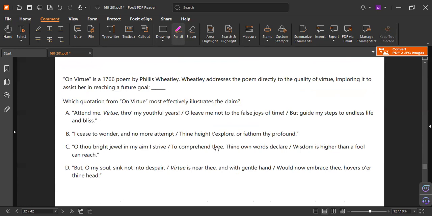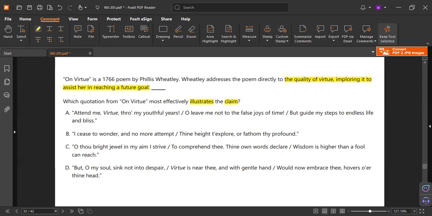What next? Did you do it? Is it C? Letter C, no. So why do you find it difficult? It's so easy. Poetry is just like a paragraph with lines. What is the claim? He says the poem addresses the quality of virtue directly, imploring it, her sister, to assist her in reaching a future goal. So we need an answer that has details for this point.